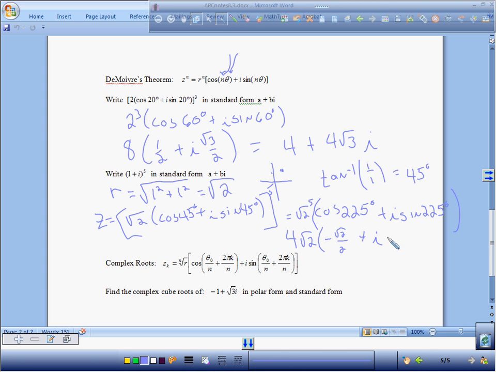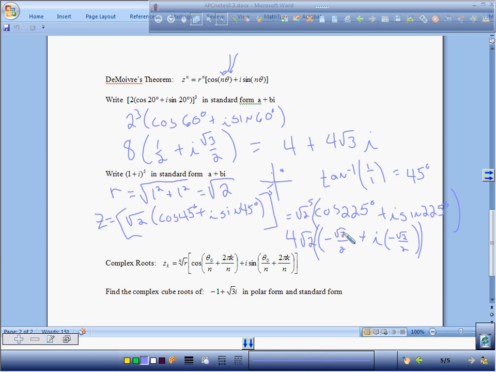Plus i sine of, no more sine. What's the sine of 225? I'll give you a hint. It's exactly the same thing, right? Because sine and cosine are both negative in the third quadrant.